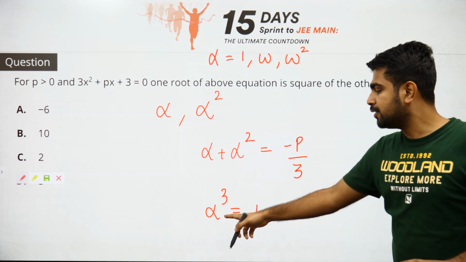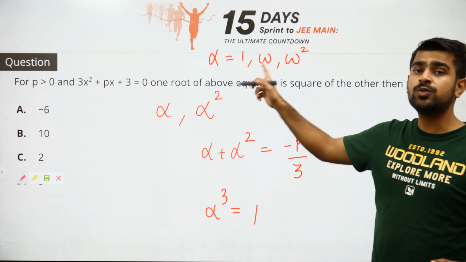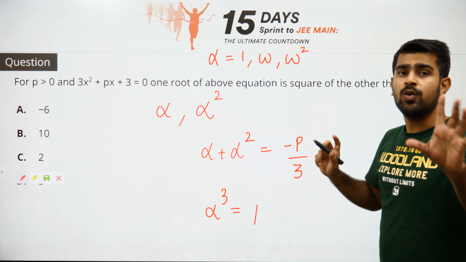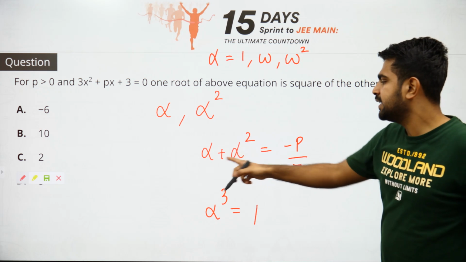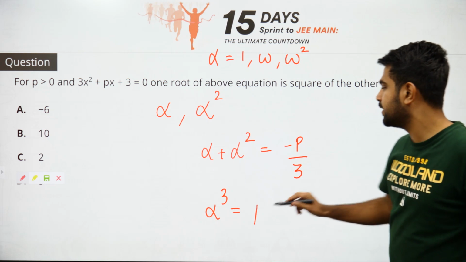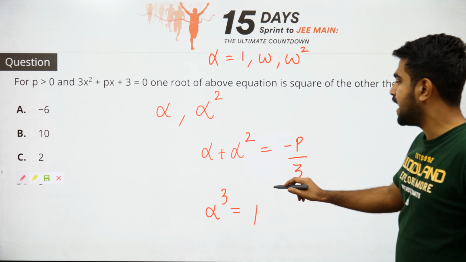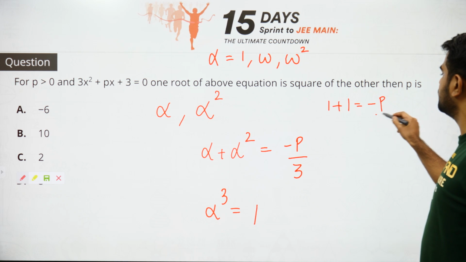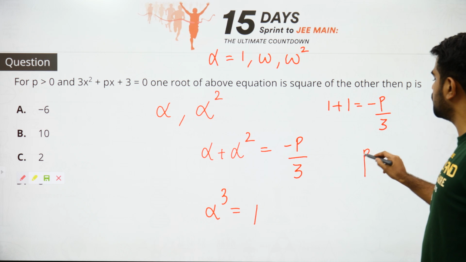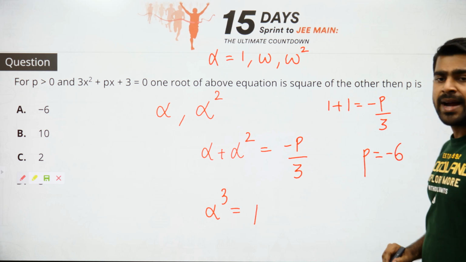Okay. So alpha cube is equal to 1. That means alpha is 1, omega and omega square. Now let me take one by one. If alpha is 1, let me substitute here. So what is alpha? Alpha is 1. So 1 plus 1 is equal to minus p by 3. So what is p equal to? P equal to minus 6.